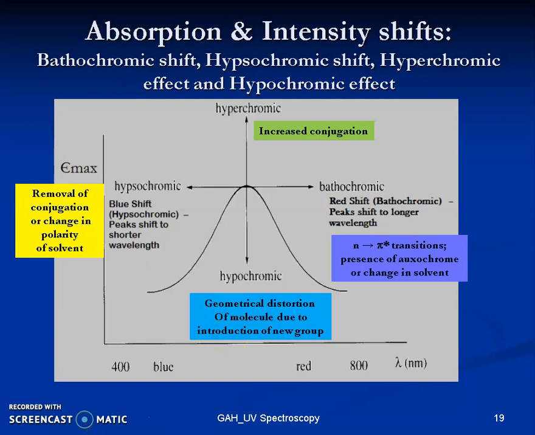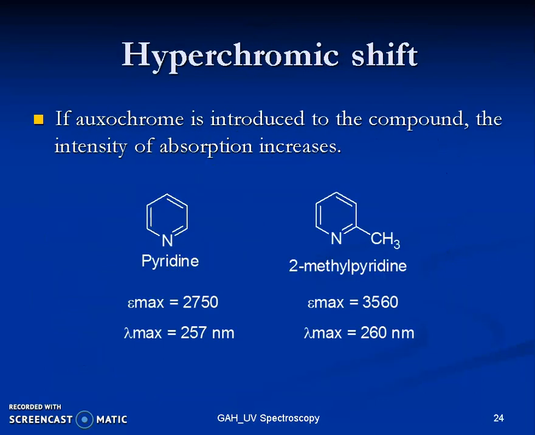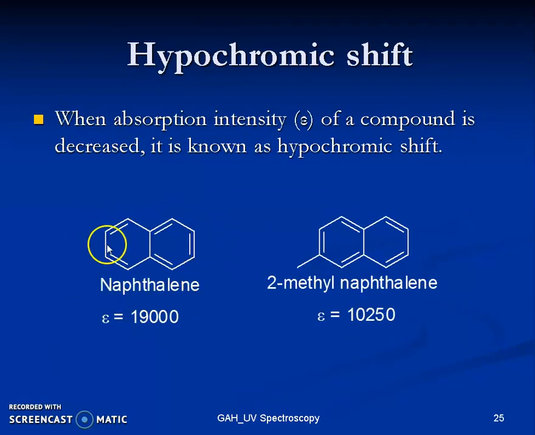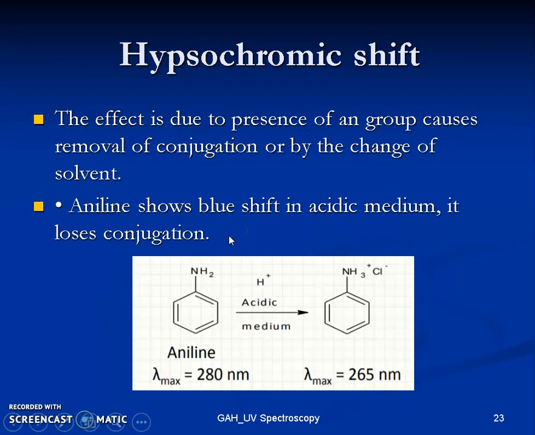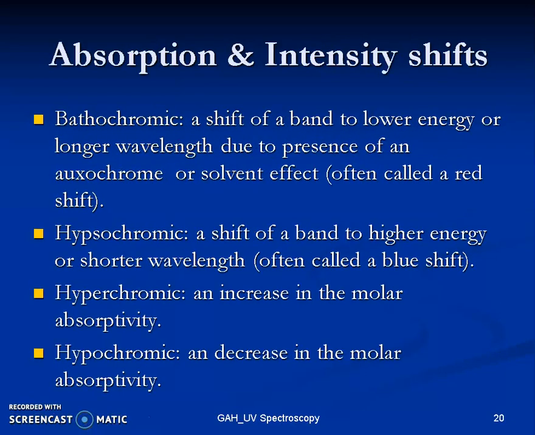We took as an example naphthalene here, where there was a geometrical distortion by the introduction of this 2-methyl group. So these were the different types of absorption shifts and the intensity shifts that are happening in the UV spectroscopy.